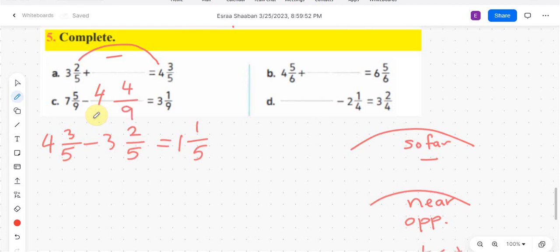Okay, letter D. This is close, so it means the opposite. Here it's minus, it will be plus. If it's plus here, it will be minus. Okay, let's add them together. 2 plus 3 equals 5. 1 plus 2 equals 3 over 4.